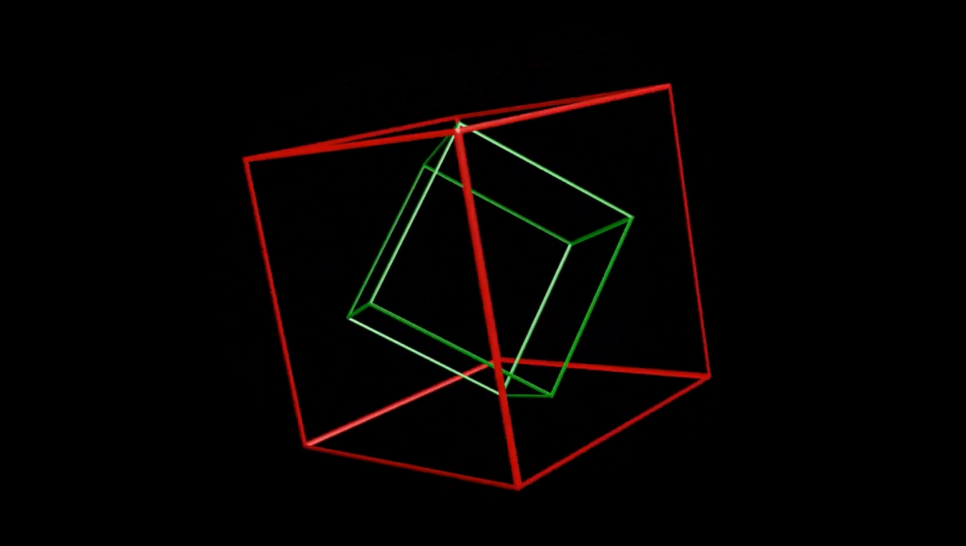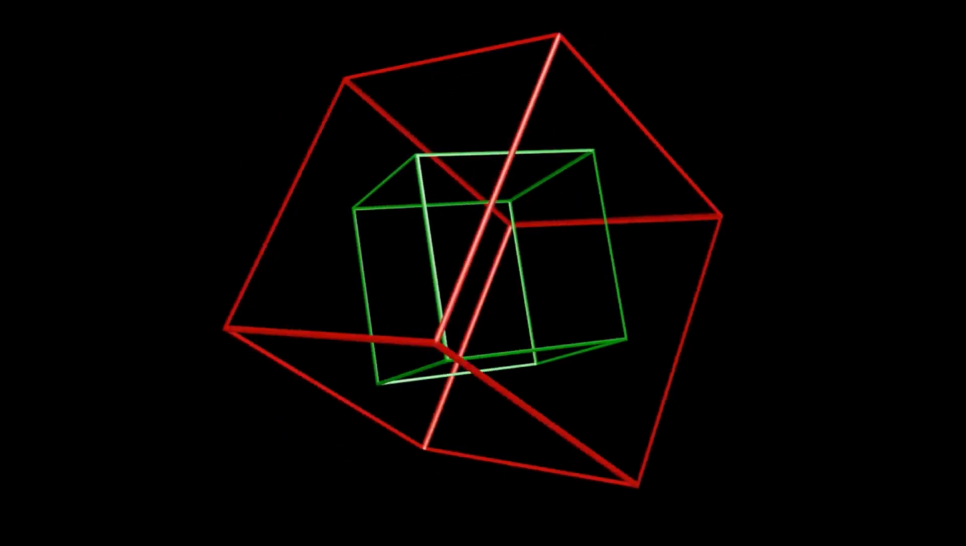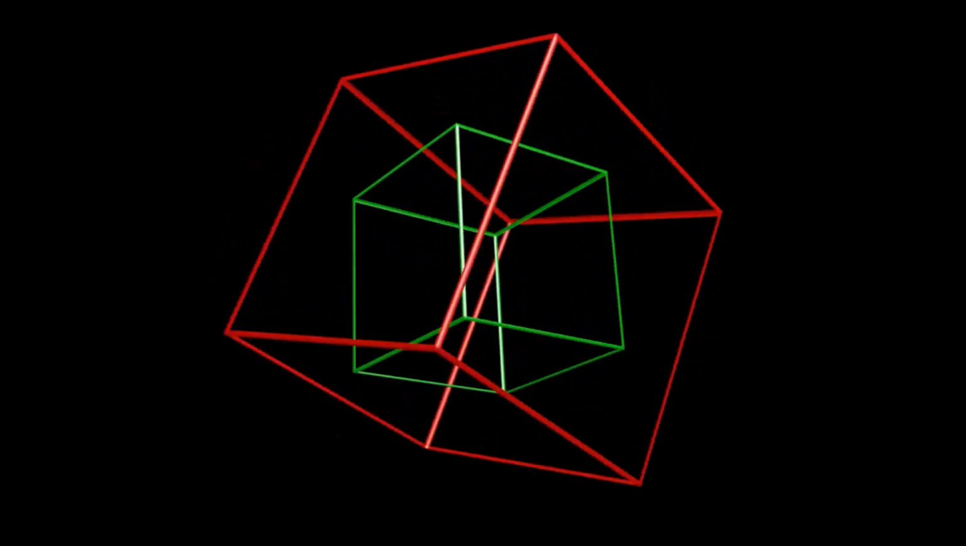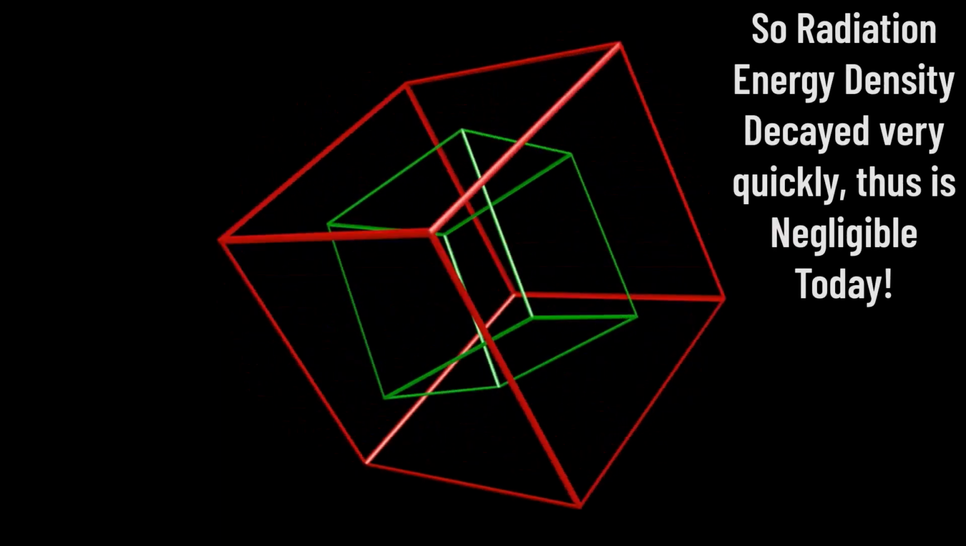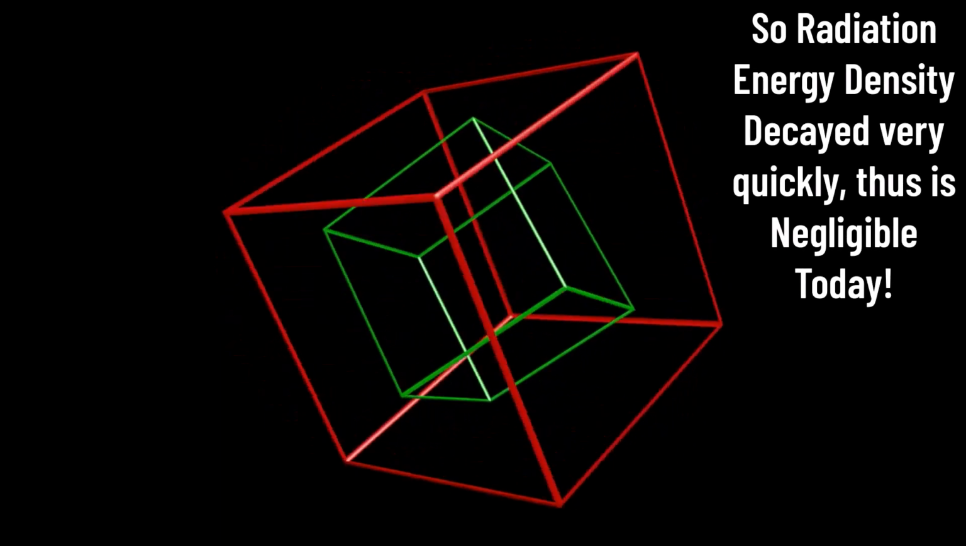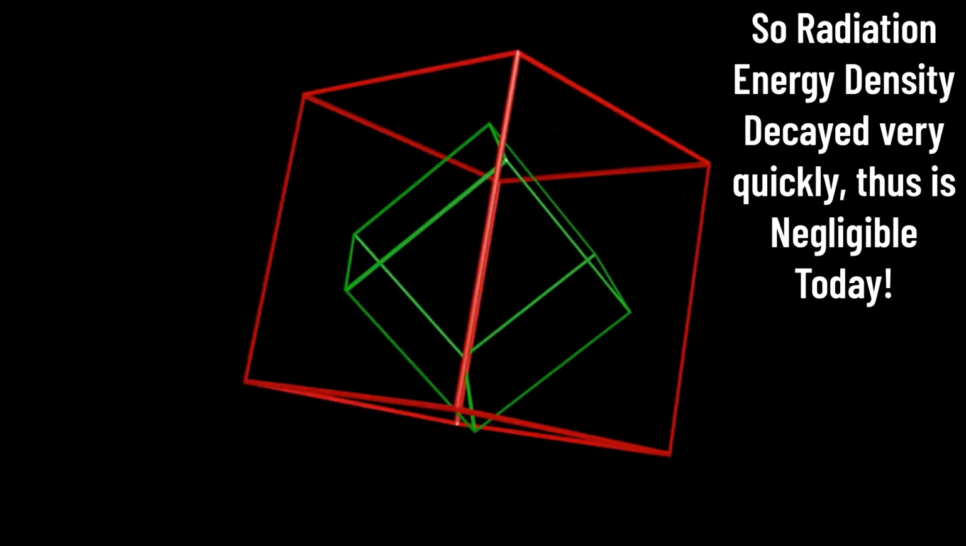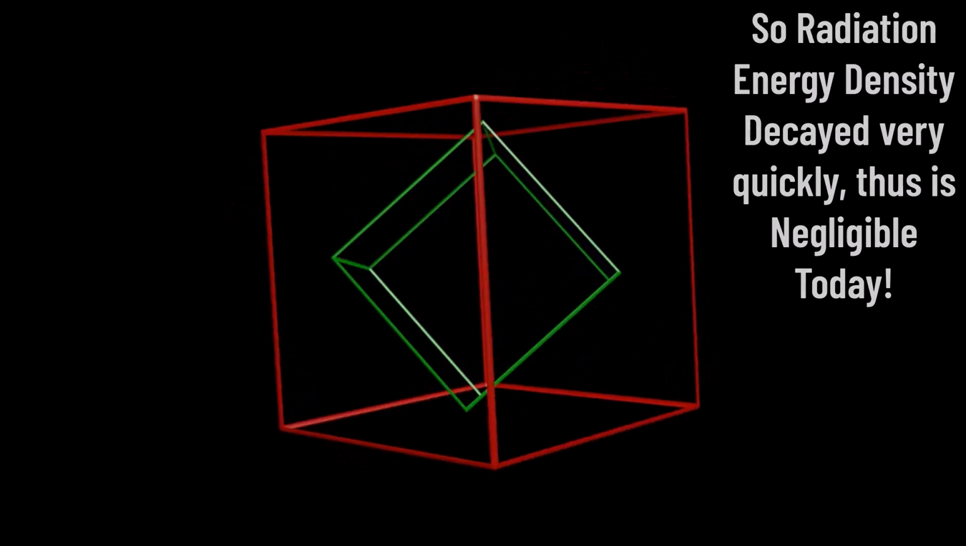Incidentally, this is also why I chose to ignore radiation density, as that decreases with a to the fourth power, as there's the decrease with increasing volume from expansion like with matter, but then another factor of a from the redshifting decreasing the energy of radiation.